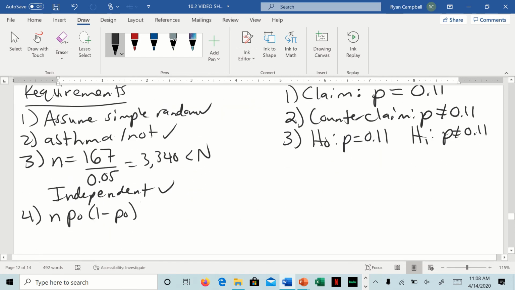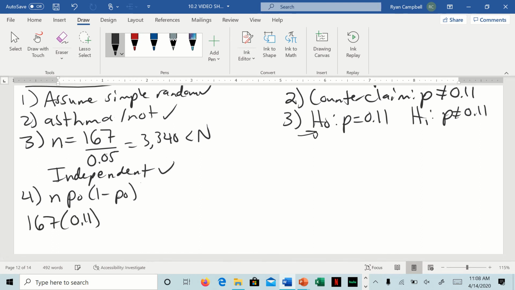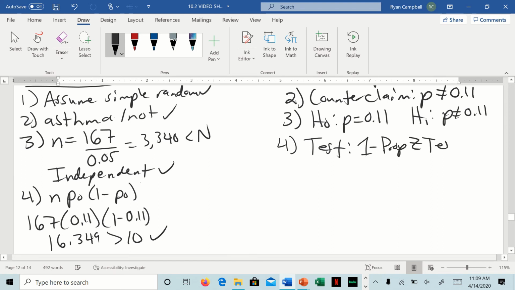So now we can do our formula, because we've got H naught, p naught, right? So 167 times 0.11 times 1 minus 0.11, and we get 16.349, which is definitely bigger than 10. So we can continue with the problem. Number 4, what kind of test do we use? Since we're testing the claim of a proportion, we're going to use a one-prop z-test.